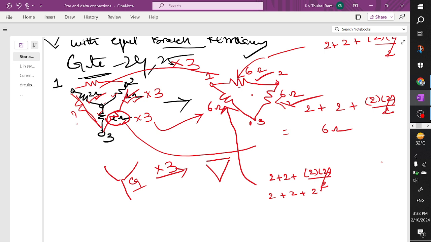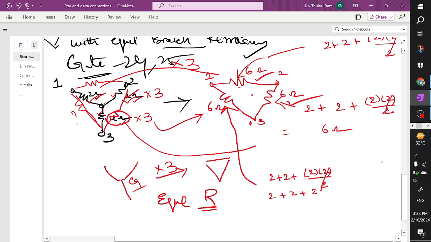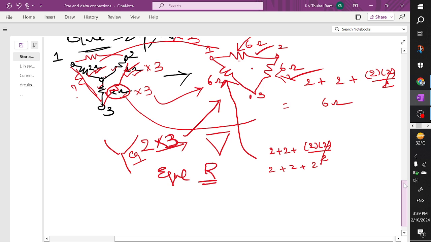This is applicable only when we have all branches with equal resistances. With all branches of equal R, each resistance value is multiplied how many times? 3 times. 2 into 3, we are going to get 6 ohms. This is what our learning method is.